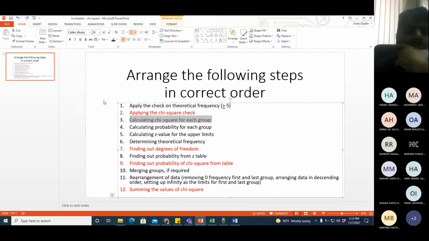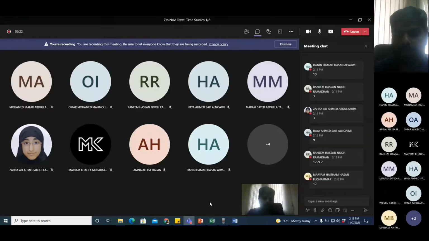Twelve and 7. Twelve is this. So 12 should be the next one. Good. Then you find out degrees of freedom. Okay. Up to 12, we did that in the class. So you can still tell me the steps, but let me briefly explain what do we mean by finding out degrees of freedom. The steps which you did not cover, I'll explain them as well for the others who have not seen the video. Okay. So finding out degrees of freedom means what?